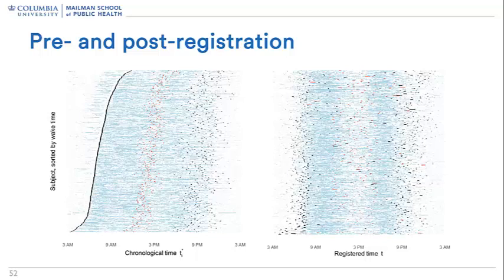The left panel shows the raw data, and in the right panel, we're showing what happens after registration. The black point on the left-hand side is when somebody wakes up, and the red point is the daytime interval midpoint, a measure of the middle part of the day. What I'm driving home here is that after registration, we do see pretty good alignment of when somebody wakes up and when they go to sleep.